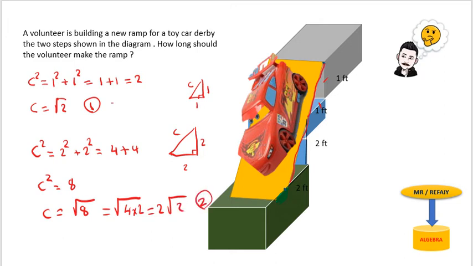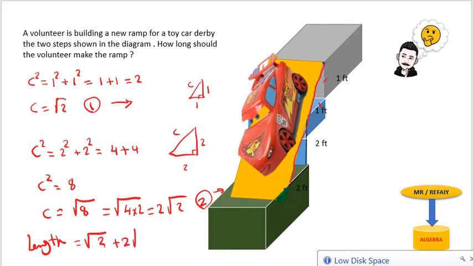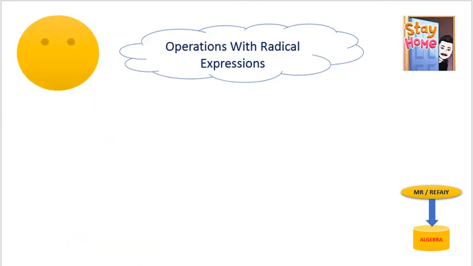After that, we have to add the first one and this one. So to get the length of the ramp, the ramp equals root 2 plus 2 root 2. Can we add this expression now? Let's start our lesson and we can go back again and see.